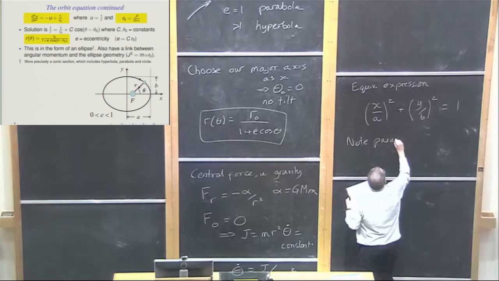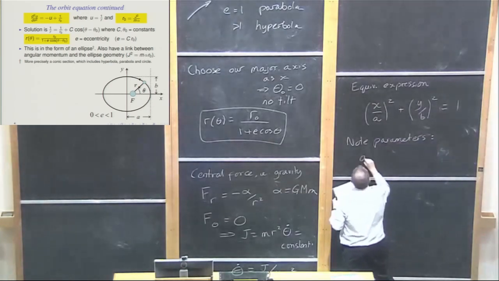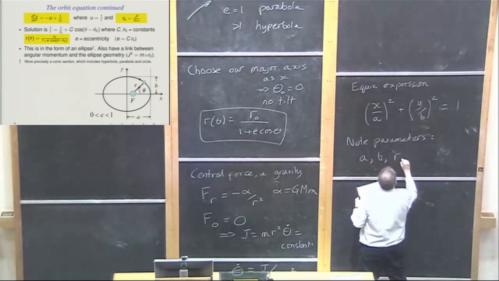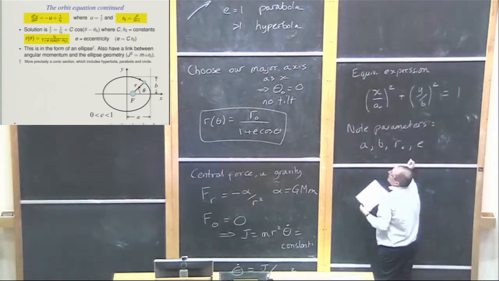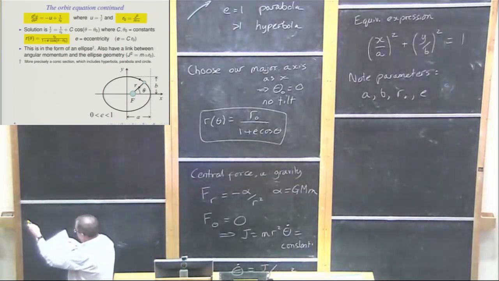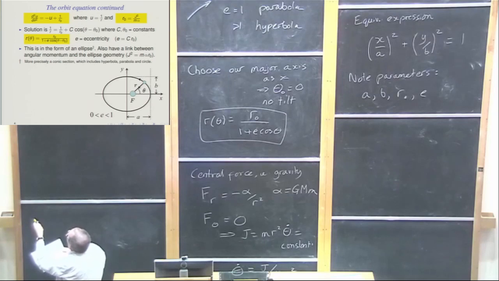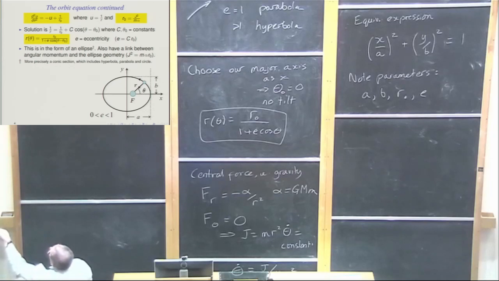Let's just see what we have. We have A, B, R0, and E. A is half the major axis. B is half the minor axis. E, we said, is the eccentricity, and R0 is something which you can't conveniently draw in this picture, but it occurs in this expression.